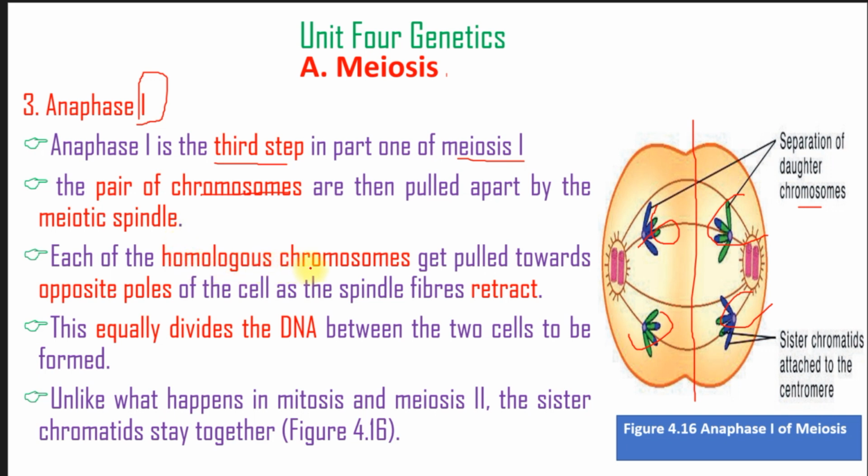Each of the homologous chromosomes gets pulled towards the opposite poles of the cell, as I told you, as the spindle fibers retract. So this equally divides the DNA between the two cells to be formed. So this is equal to the chromosome.